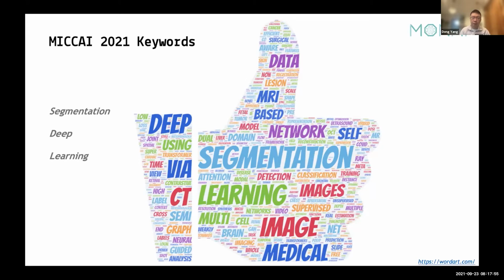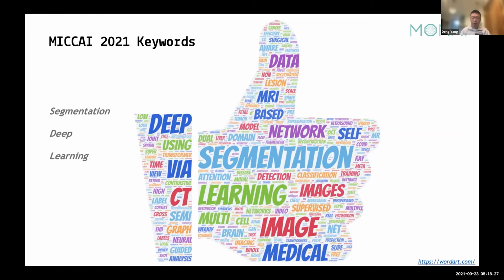So the first one, segmentation. If I remember correctly, last year half the papers were related to segmentation applications. And the second word is deep. So now a lot of papers and authors are trying to apply deep neural networks in their applications. And the next word is learning. Learning is not just deep learning, but it could also be classical machine learning techniques. So this keyword will interest the most audience in MICCAI.